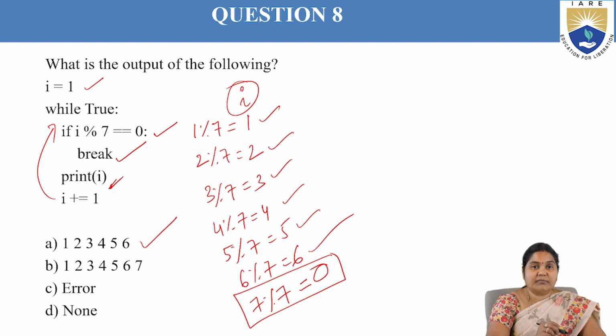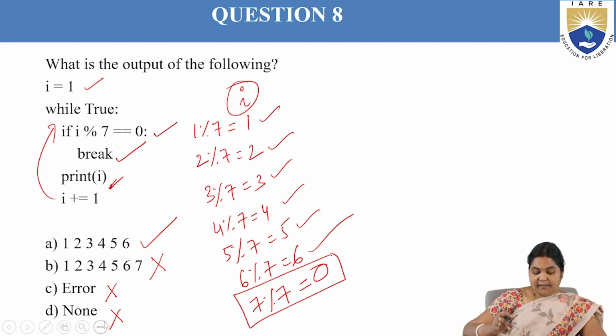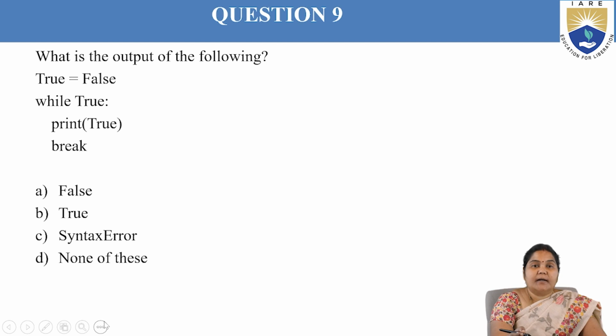Condition is true. If the condition is true, then the loop is going to break. So this is not the output. Error? No errors are there and nothing. So this is the output of this problem. Now, next question. Now, what is the output?